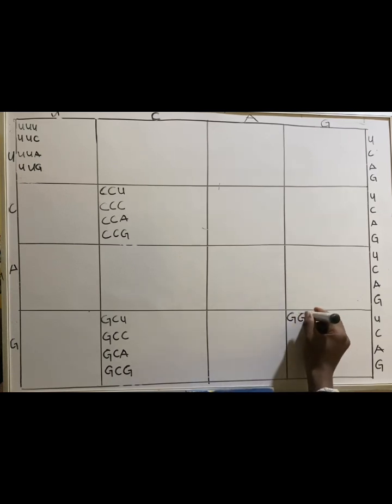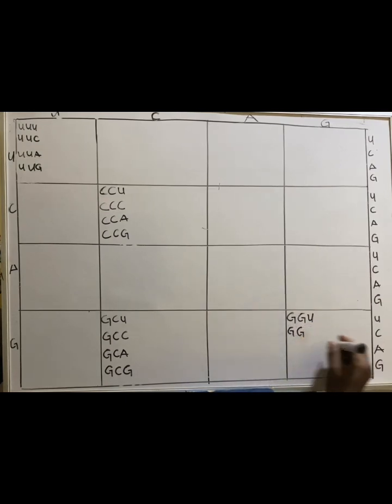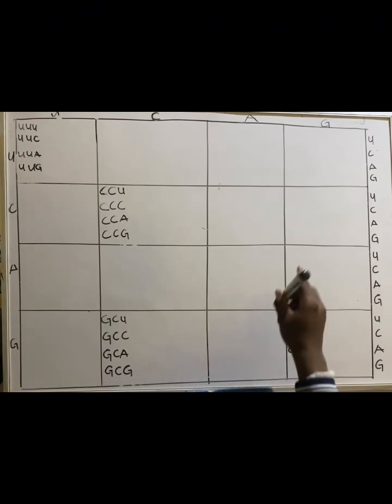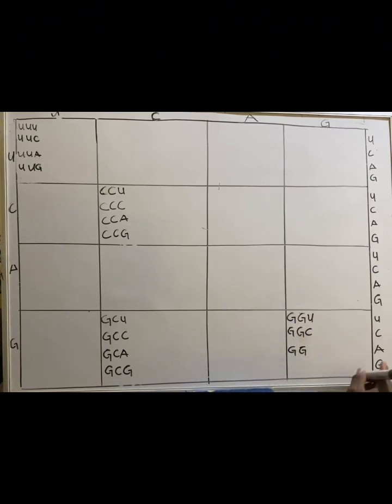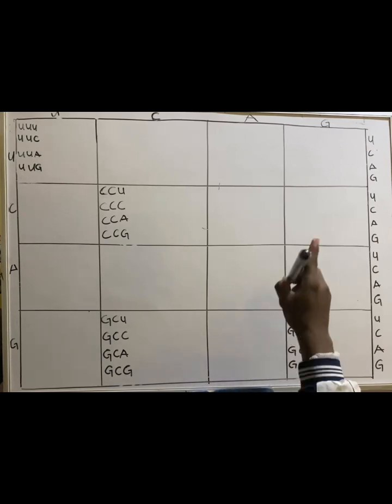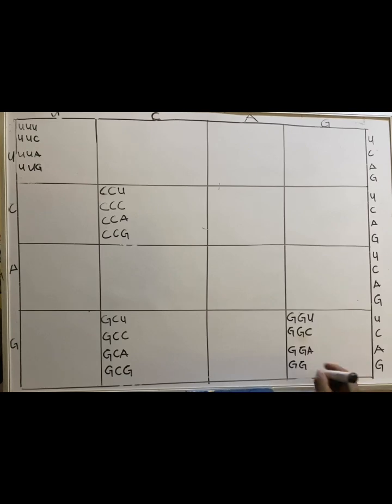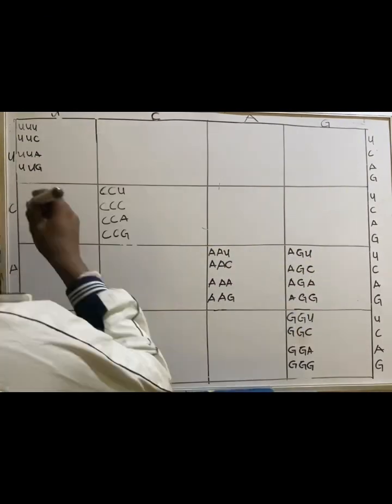So let's go to the fourth row of the fourth column. We have G, U. The second one we have G, C. Then we have G, and A from the right side. So we'll be continuing till all the boxes are filled.